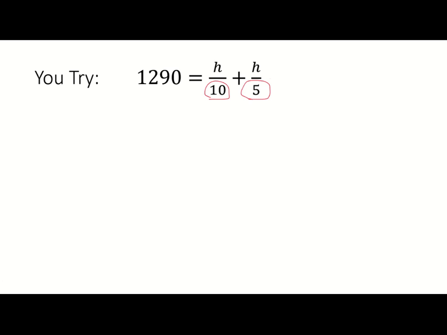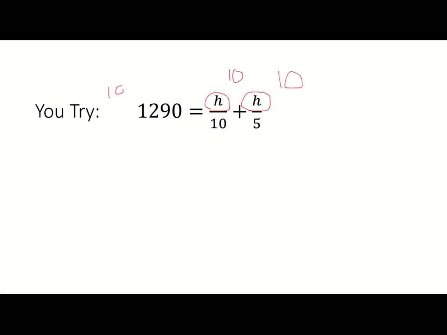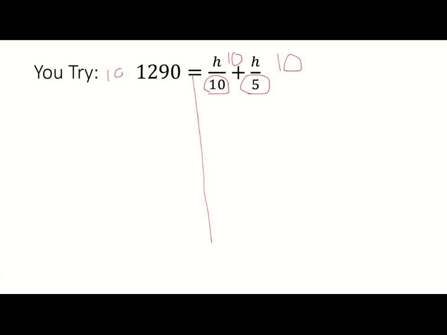So I'm going to multiply every piece of the equation by 10. That means that h over 5 gets multiplied by 10. The h over 10 gets multiplied by 10. And even the 1290 gets multiplied by 10. You have to change every component of the equation when you multiply by the least common denominator. So when we multiply everything by 10 in this problem, what is happening is we have 10 times 1290. That's going to become 12,900.